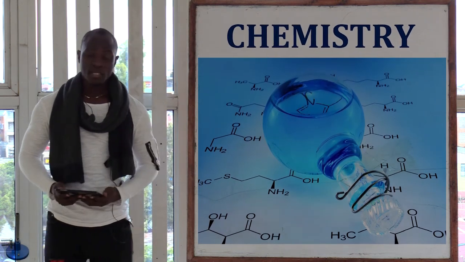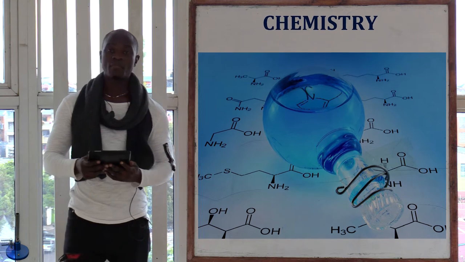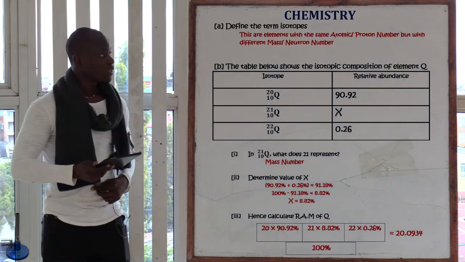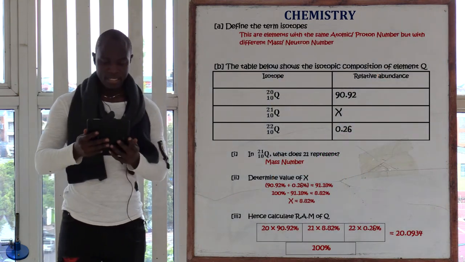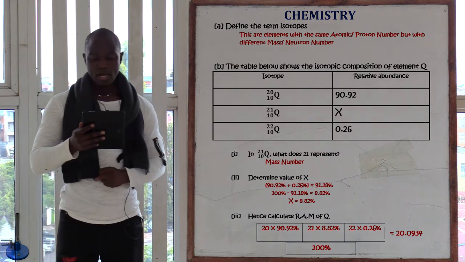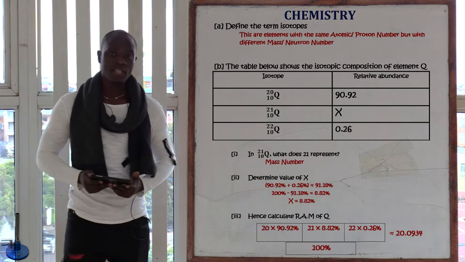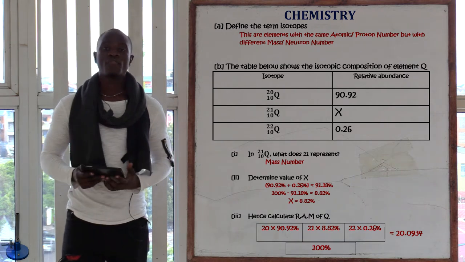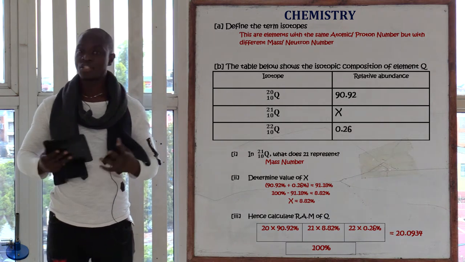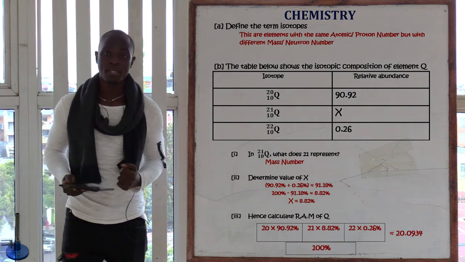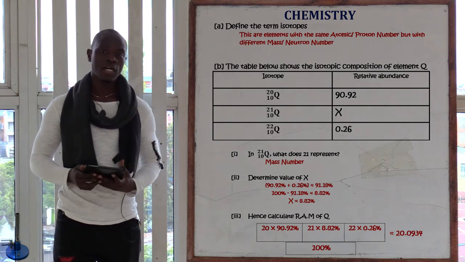Now I want us to look at a chemistry Form 3 paper and let's begin from the first question. The first question is asking, define the term isotope. So what are isotopes? Isotopes are elements which have the same atomic number but different mass number. So those are what are called isotopes.